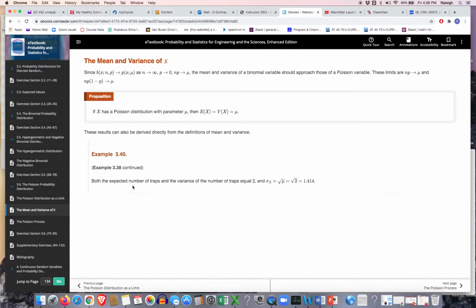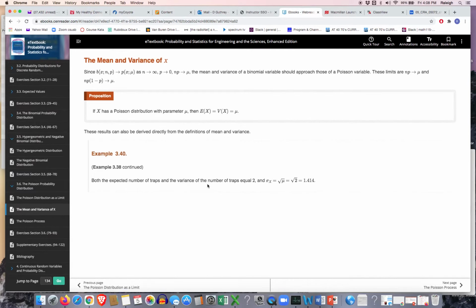And so from the prior example about the traps, we found that mu is equal to 2. So that means the variance would equal 2, and the standard deviation would equal the square root of 2, 1.414. You've seen the square root of 2 a few times.